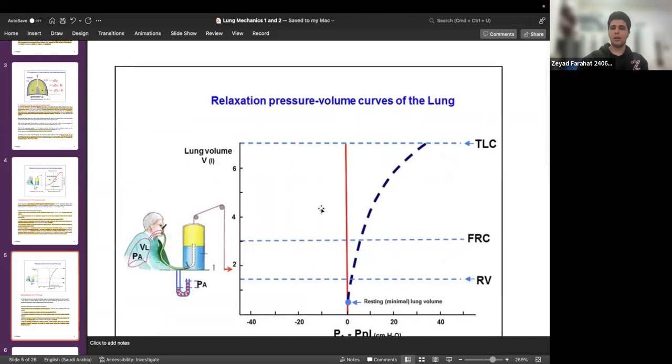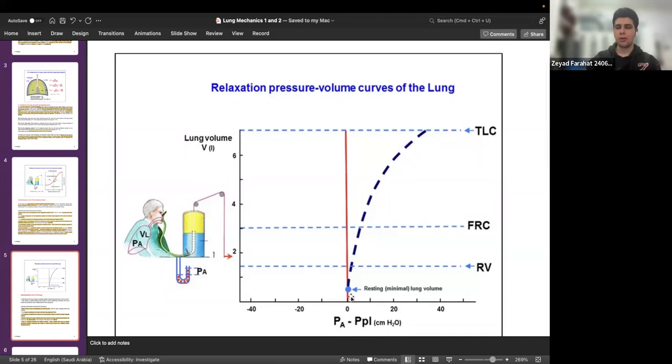So what happens here is we said the respiratory system as a whole is actually two systems, and we add them together to make the third, which is the lung and the chest wall. If we look at the curve of the lung specifically, we find that it looks like this. You'll find that the compliance is actually lowest near the TLC. What's the TLC? It's the total lung capacity.